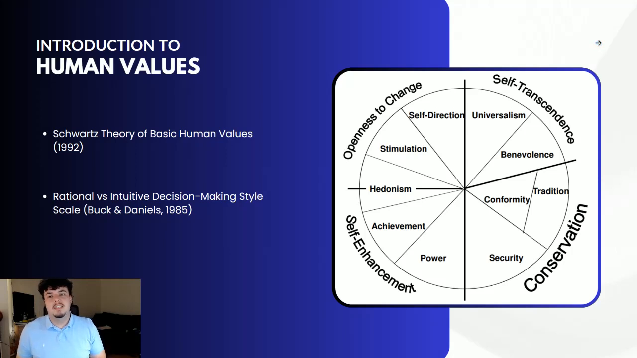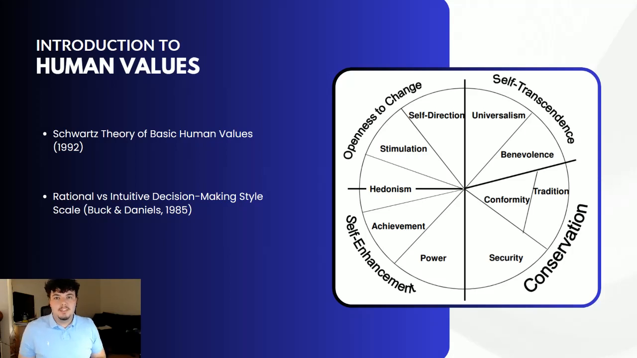Understanding the relevant theories that complement my research is crucial as they provide important structure to answering my research question. The Schwartz theory of basic human values states that there is a near universal set of 10 human values that serve as guiding principles for people's lives and influence their beliefs, attitudes, and behaviors. These 10 values are shown on screen.